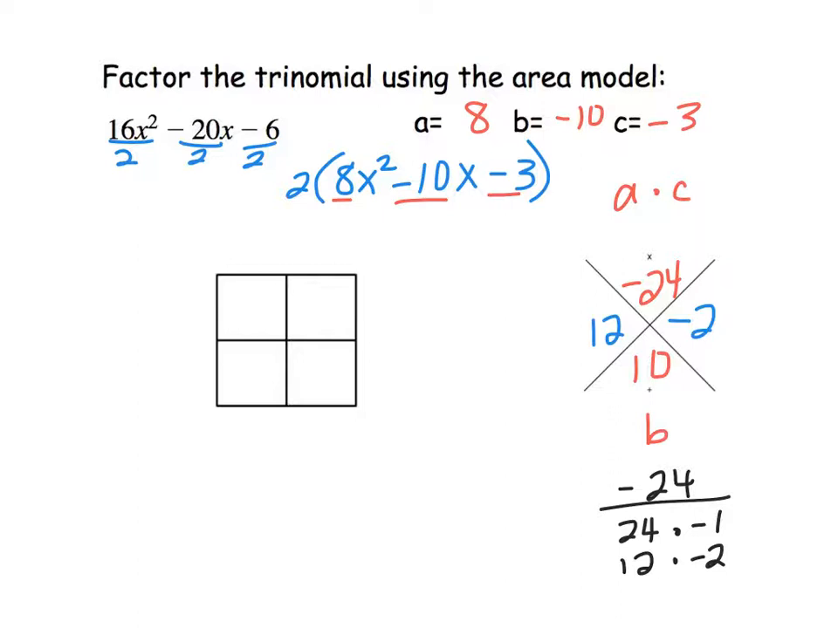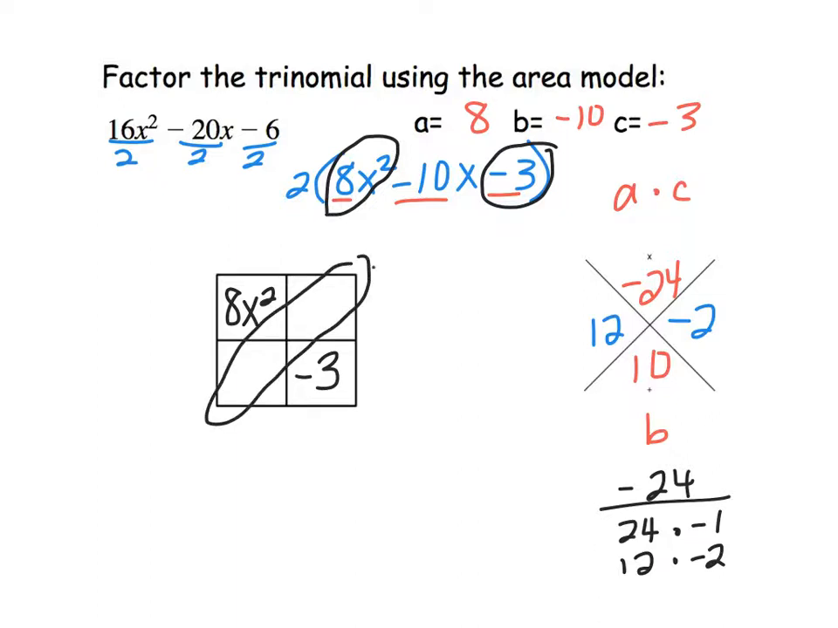Now I can put together my area model. So thinking about the pattern of the area model, first term always goes in the first box, 8x squared. Last term always goes in the last box, that's my negative 3. And my peanut pair always comes from my X puzzle. So I've got 12x and negative 2x. Now I'm just going to find my greatest common factor for each column and each row.